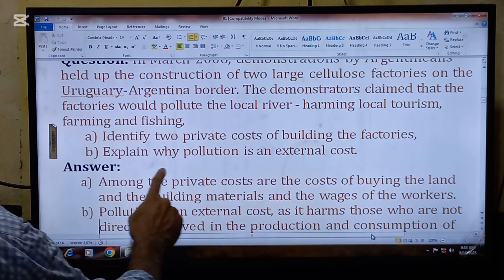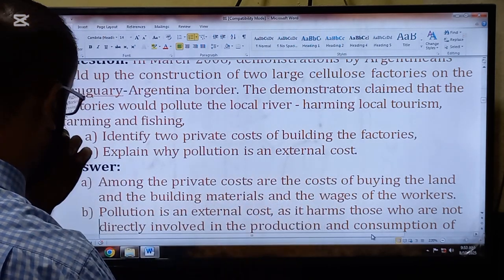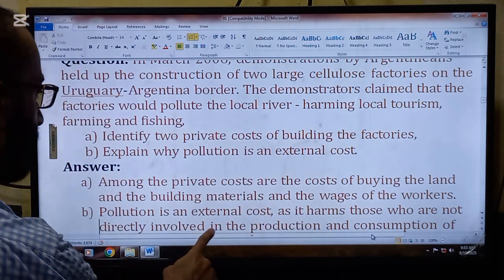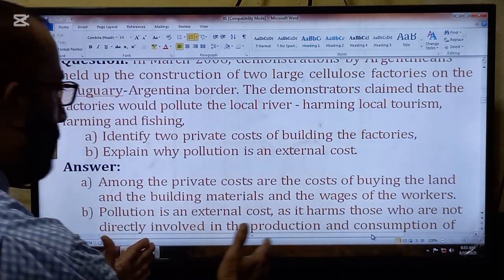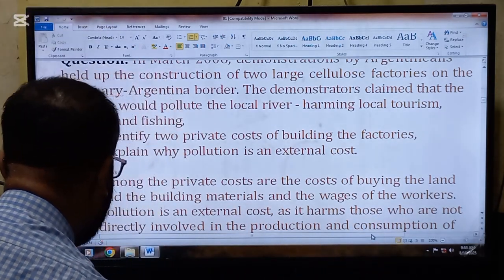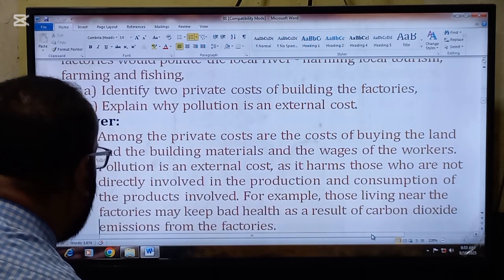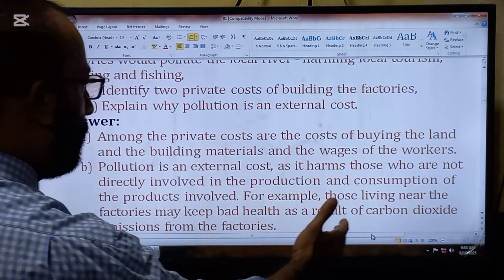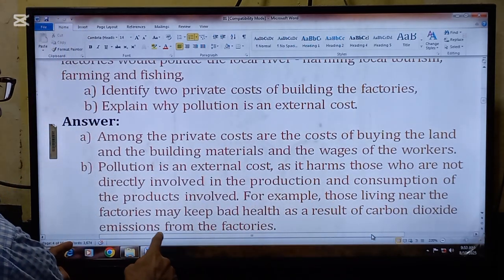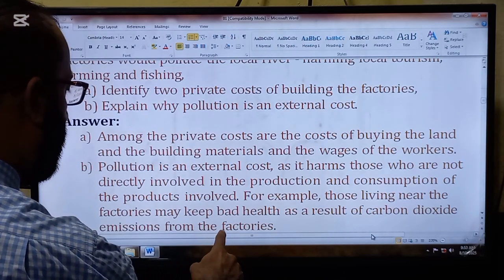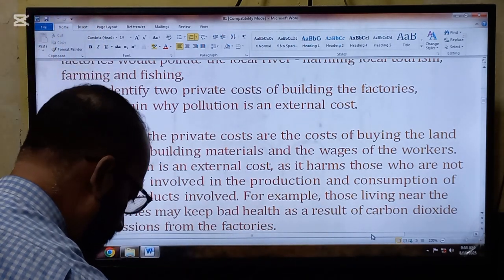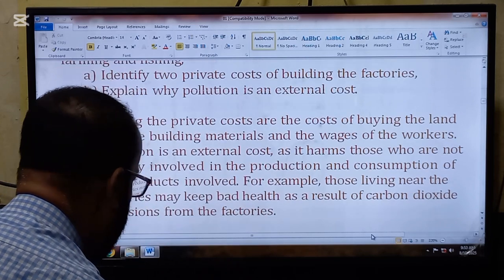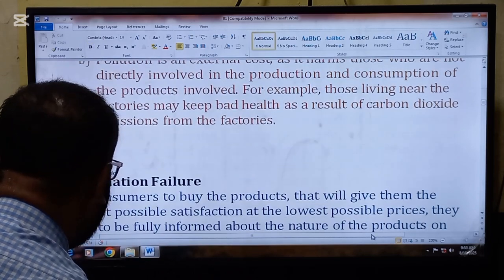Part B is explain why pollution is an external cost. Pollution is an external cost as it harms those who are not directly involved in the production and consumption of the activities of the production involved. For example, those living near the factories may suffer bad health as a result of the carbon dioxide emissions from the factories. That's why this is an external cost.